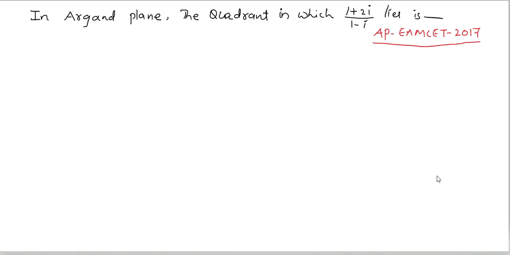In an Argand plane, the quadrant in which (1 + 2i)/(1 - i) lies is dash, APM set. So here is given (1 + 2i)/(1 - i). This lies in which quadrant?